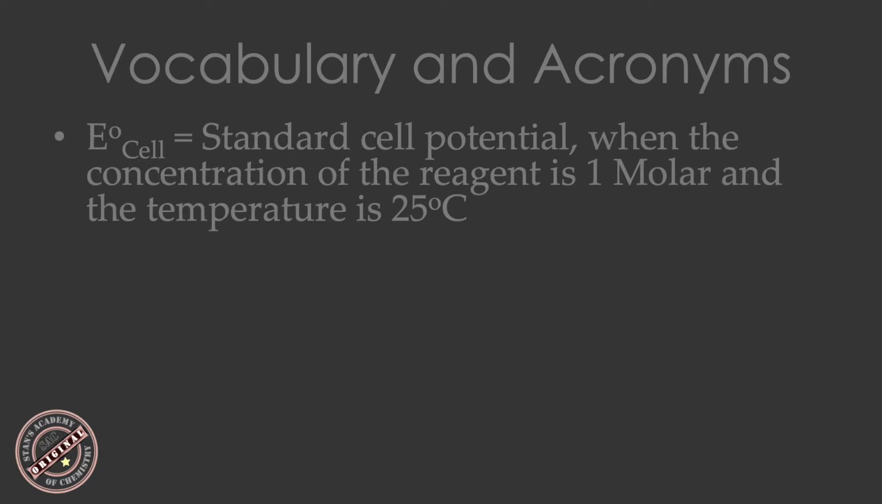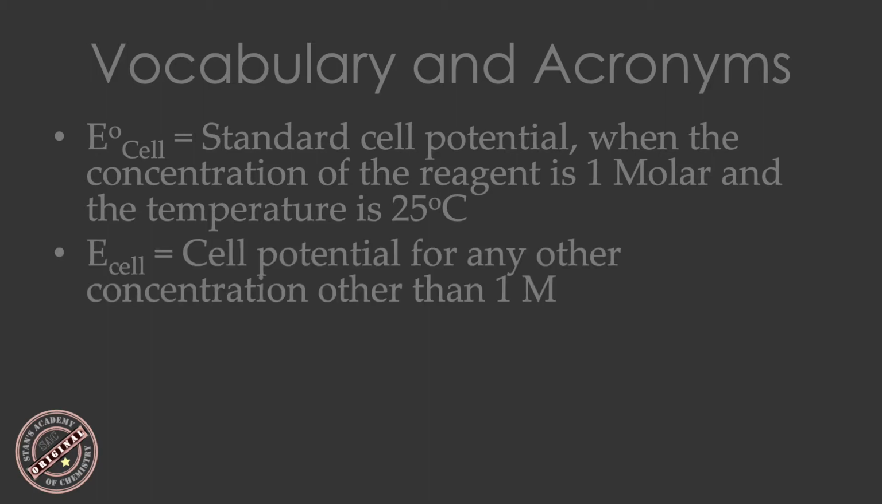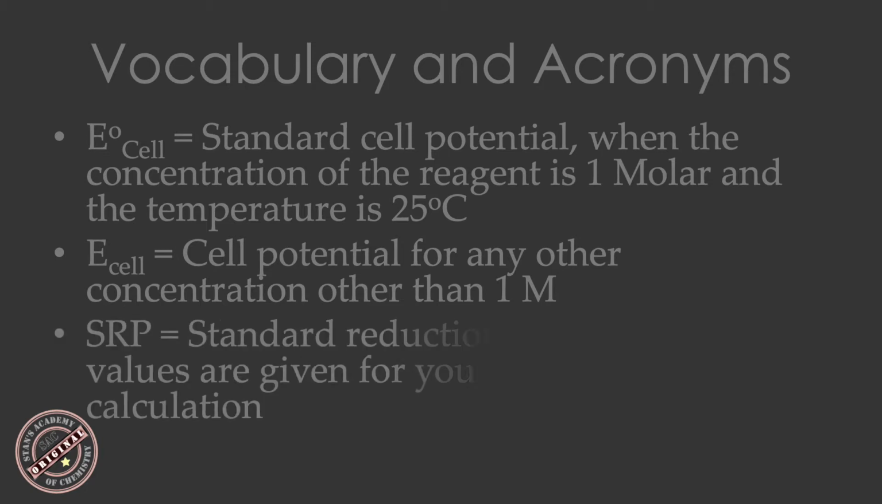E0 cell is called the standard cell potential when the molar concentration of the reagent is 1 mole per liter and the temperature is 25 degrees Celsius. E cell. The notation is slightly different. The standard conditions are changed. This is called the cell potential when the concentration of the cell is anything other than 1 mole per liter. We can refer to it as cell potential.